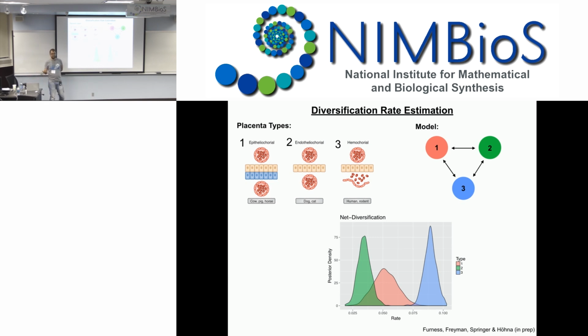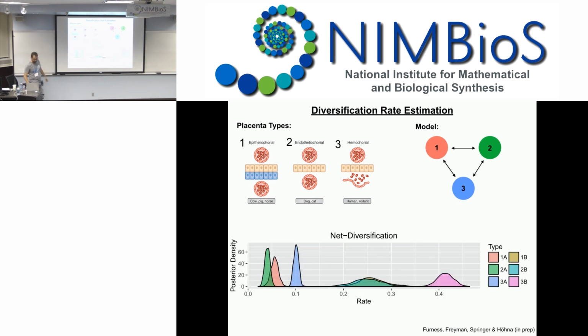Then the original idea, as I said, was looking at the diversification rates. And here we see that the net diversification rate is much higher for the hemichorial state. Which means that our hypothesis, that the most invasive placenta type leads to a higher net diversification rate, seems to be supported in this case.